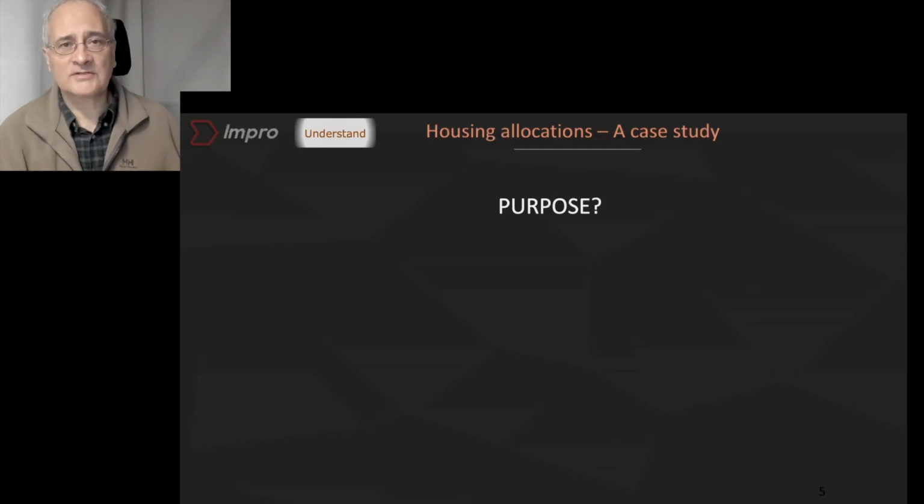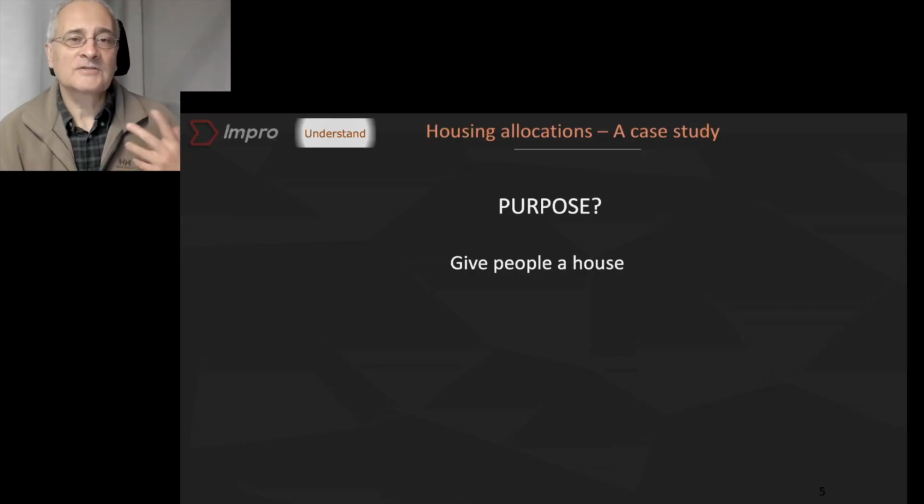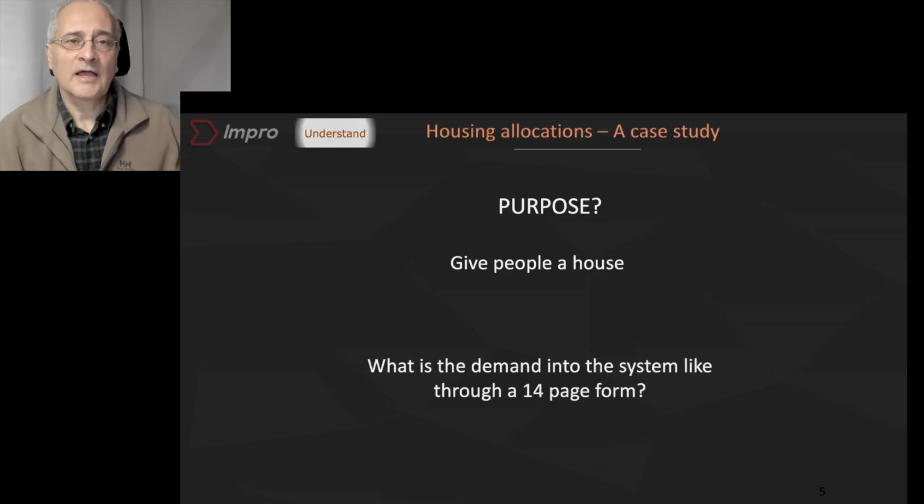The way that I start is that I've got a group of frontline people in the room, and we've been given permission to work in a different way to the rest of the organisation. And what I do on the first day is I ask them, what's the purpose of your service? And they say, well, it's to give people a house. And I spend the rest of the day understanding how this works, and we go into the work and we have a look, and we find that actually the demand that comes into the organisation comes in through a 14-page form.